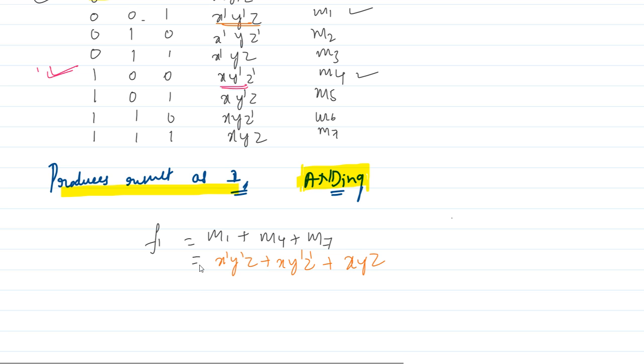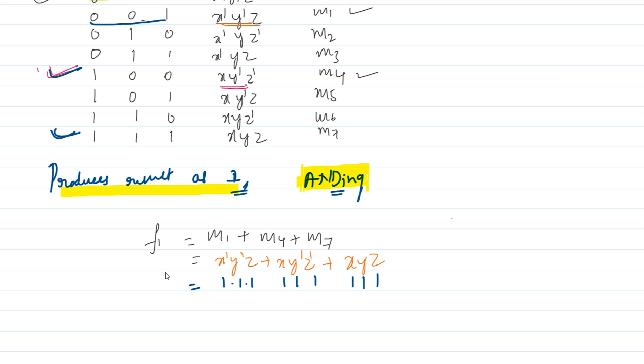Now you check: m1 is nothing but 0 0 1, correct? These are the values 0 0 1, which means 0 becomes 1, this is 1, this is 1. For x y prime z prime, x is 1, y is 0 so it becomes 1, z is 0 so it becomes 1. You check here, m4 is there. The last one is x y z, where x is 1, y is 1, z is 1. And what I have done is perform an OR operation between these min terms.